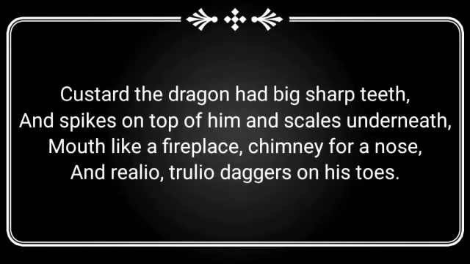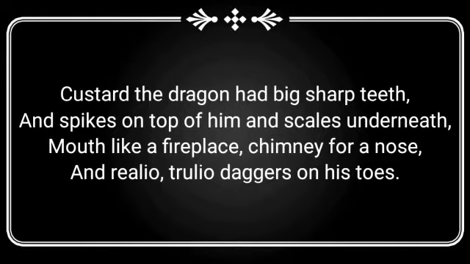Moving on to stanza 3. Custard the dragon had big sharp teeth and spikes on top of him and scales underneath, mouth like a fireplace, chimney for a nose, and realio trulio daggers on his toes.